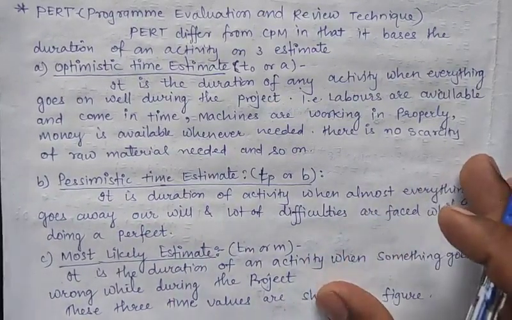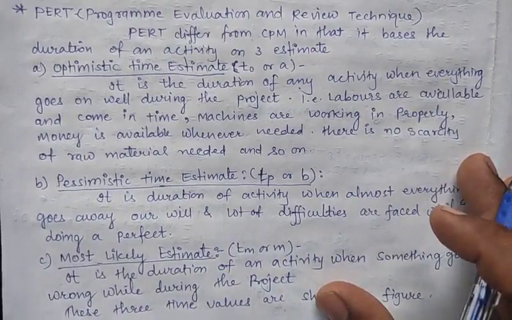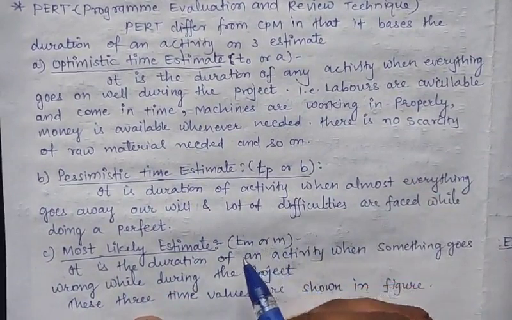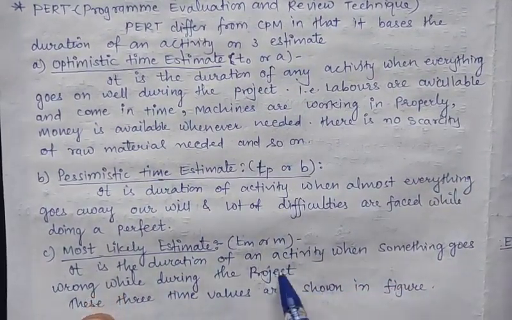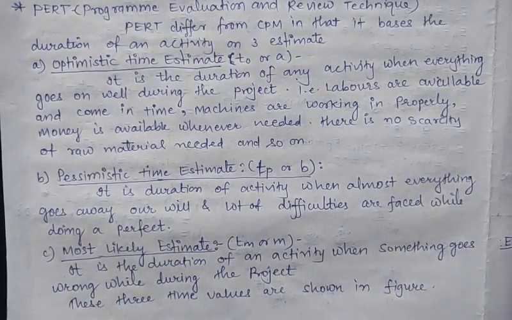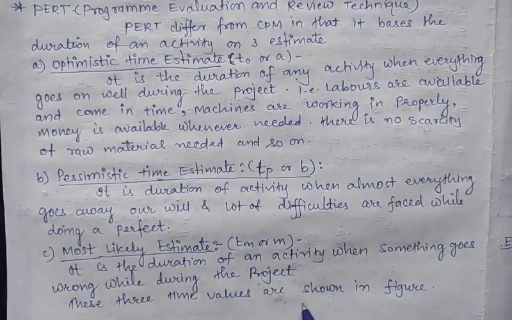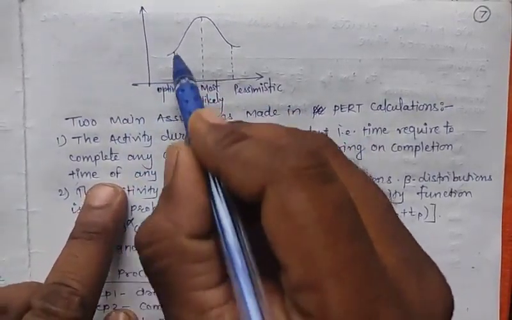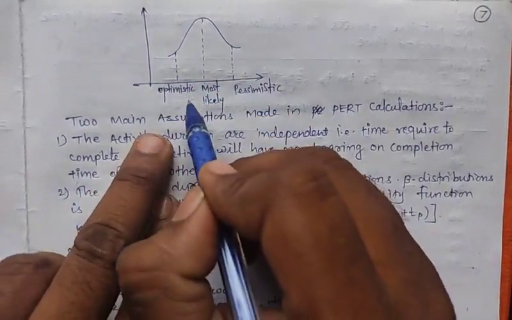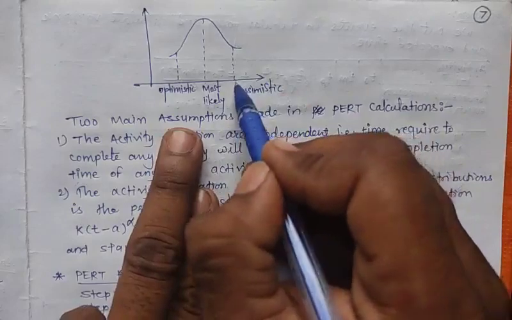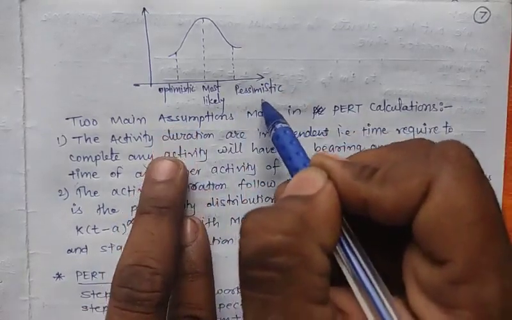Now the last estimate is the most likely estimate, denoted by TM or m. It is the duration of an activity when something goes wrong during the project. These are the three types of time values, shown in the figure. So let's see the figure. Now in this figure, the graph shows that the first line is the optimistic time estimate, the second one is the most likely time estimate, and the last line is the pessimistic time estimate.